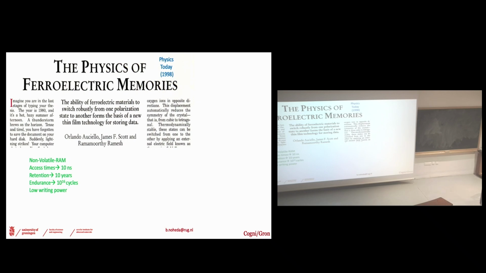So ferroelectric involves very little current, it is basically voltage that you need to switch. So if you can achieve switching with relatively small voltages, then the power that is involved in the process is very small.